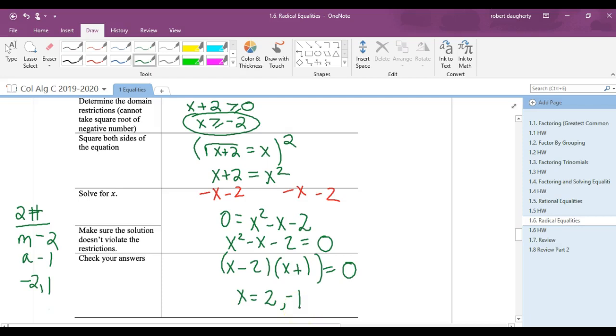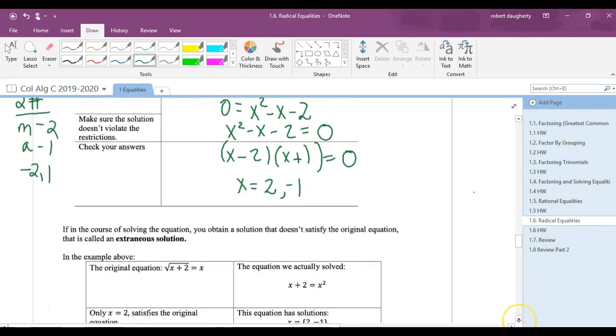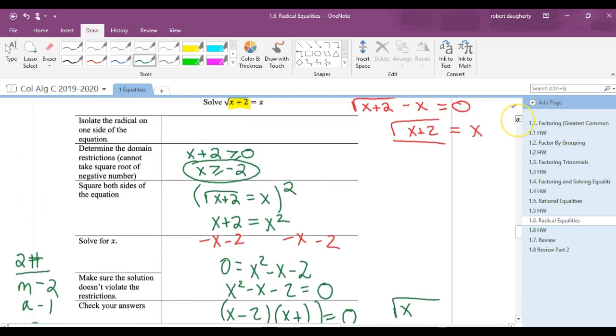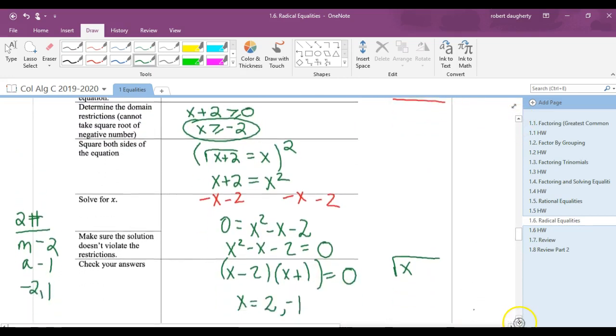I think I'm done, but I'm not done. What is the last step for these problems? You have to check the answer to make sure that both of these solutions work. You can probably tell for many of these, it's the negative one that's going to get you into trouble. So let's look at what the original was. It was the square root of x plus 2 equal x.